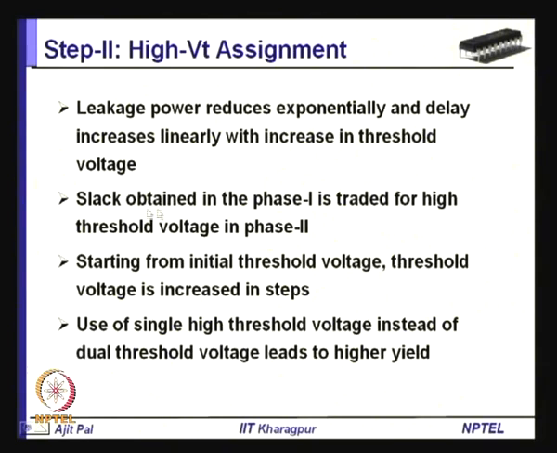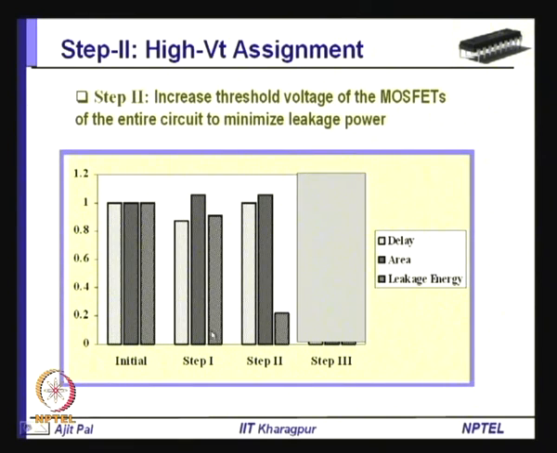What is that larger value? That we shall find out. So, slack obtained in phase 1 is traded for higher threshold voltage in phase 2. Starting from the initial value, the threshold voltage is increased in steps, and use of a single high threshold voltage instead of dual threshold voltage leads to higher yield.